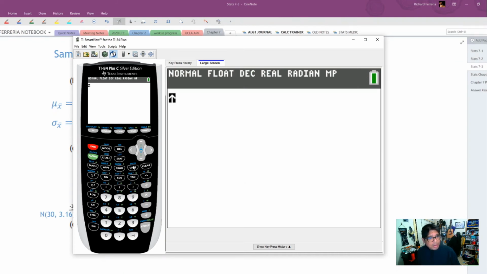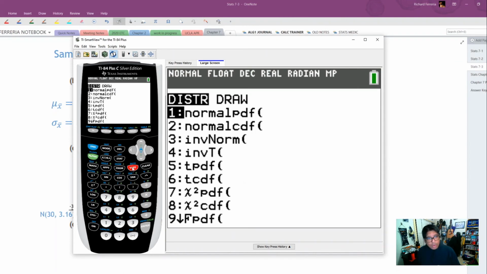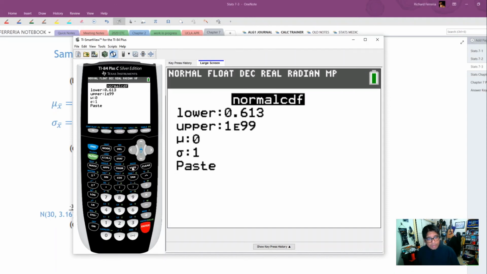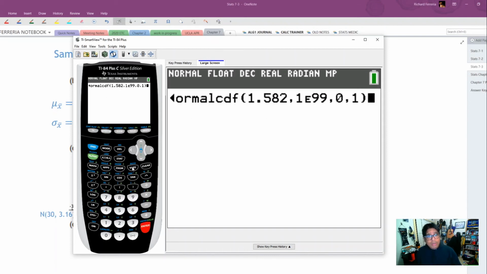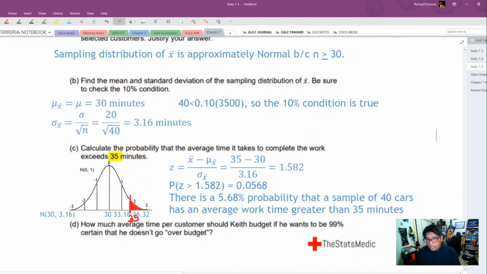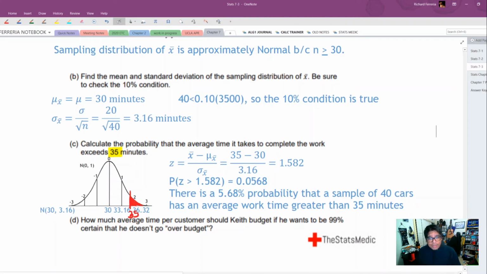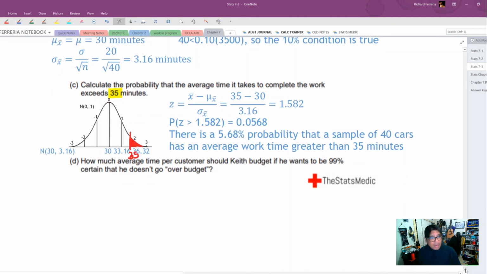Taking it to my calculator, I'll go second vars, normal CDF. Our lower is 1.582. Our upper is the biggest number in the calculator. This is a z-score, so the mean is 0 and the standard deviation is 1. And that gives me 0.568. So there is a 5.68% chance that a sample of 40 cars has an average work time greater than 35 minutes. All right, and we got to finish this off now.